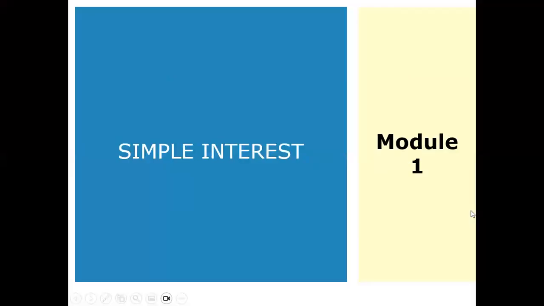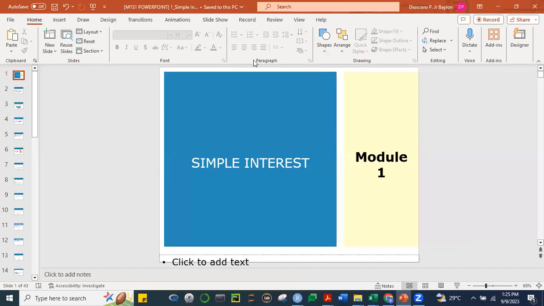Okay, so this is our module 1. We're going to learn what simple interest is. Before I flash the first slide, the second slide, may I ask the class, what do you think is interest? What do you understand by interest? What's your understanding of the word interest?